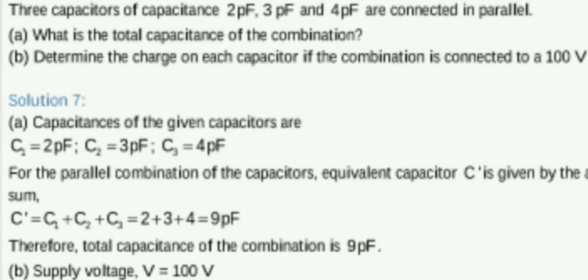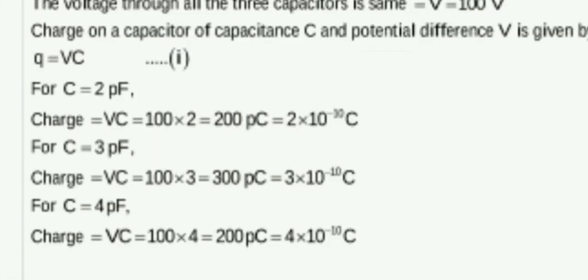The capacitance of each capacitor is given as 2, 3 and 4 picofarads respectively. What is the formula for effective capacitance when capacitors are connected in parallel? C dash equals C1 plus C2 plus C3. That is 2 plus 3 plus 4, which is equal to 9 picofarad. Now these capacitors are connected to a 100-volt supply, and we are asked to find out the charge on each capacitor.